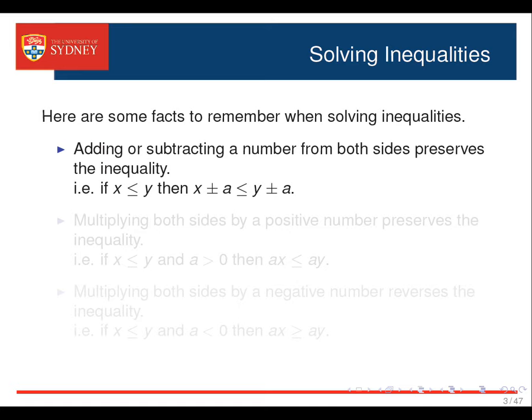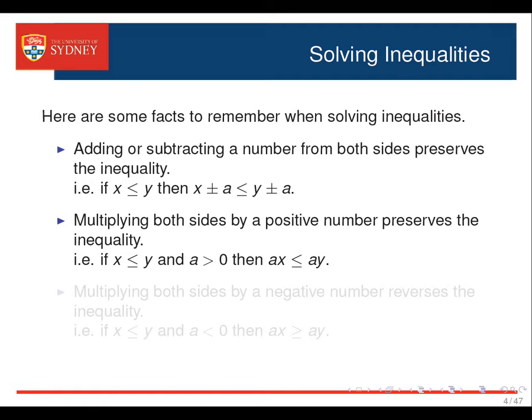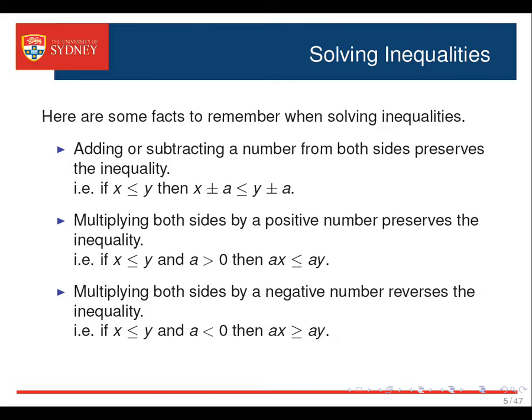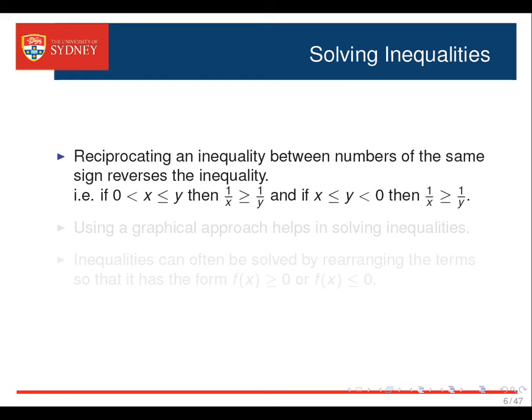When we are adding or subtracting some constant from both sides, the inequality is still preserved. If we multiply or divide by a positive number on both sides, the inequality is still preserved. However, if we multiply or divide by a negative number on both sides, the inequality is reversed. When you take reciprocals of both sides, it reverses the inequality given that the numbers are both the same sign.